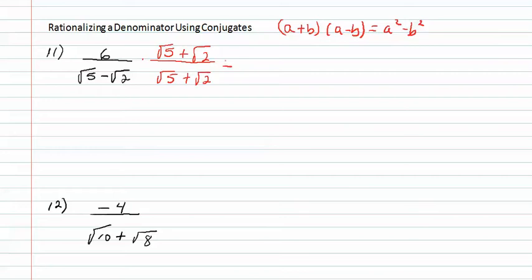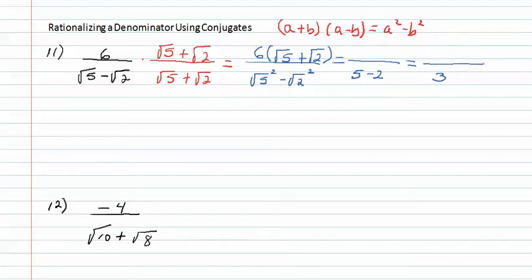Okay, what I just created at the bottom was a difference of squares. I just created radical 5 squared minus radical 2 squared. At the top, I have 6 times radical 5 plus radical 2. When you take the square of a square root, you undo it, so you have a 5 at the bottom, and a 2 at the bottom. You also have a minus sign there. Then I'm going to take this one step further. What's 5 minus 2? It's 3. So our denominator is rationalized.